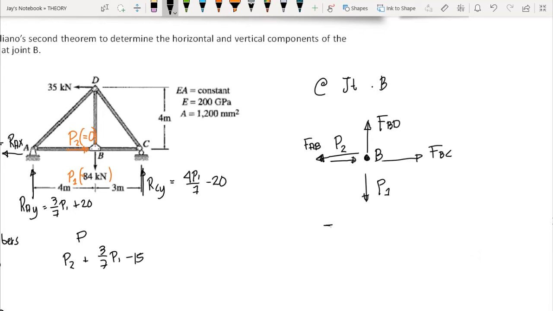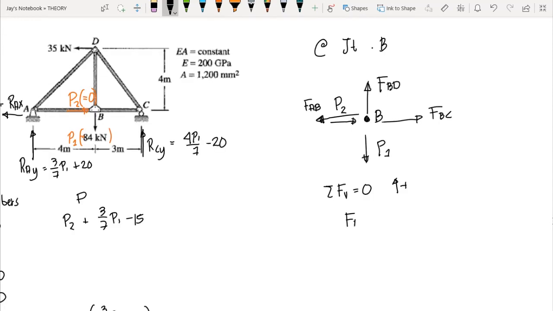So we can compute FBD here first by summing up force vertical is equal to 0. Upward forces are positive. So we have FBD minus P1 equals 0. That would give us the value of FBD is equal to P1. Okay, so we have FBD equals P1.